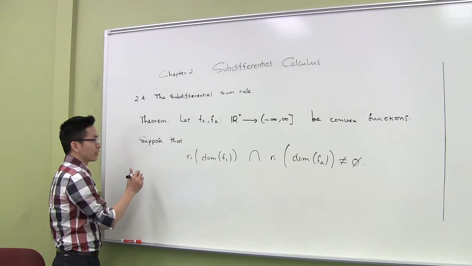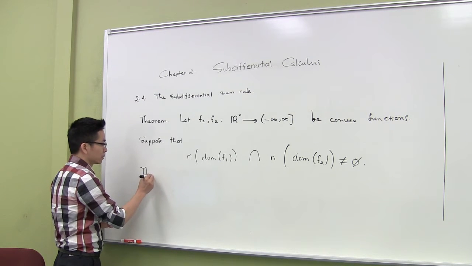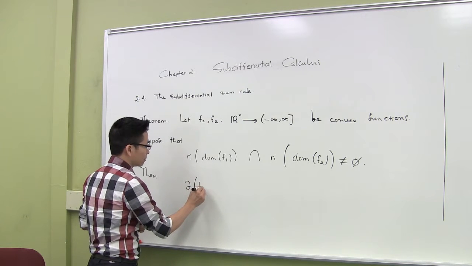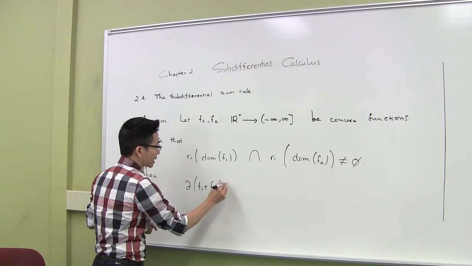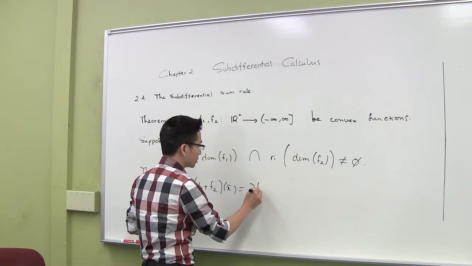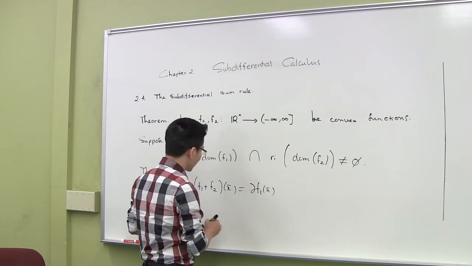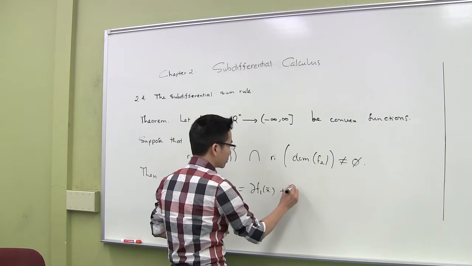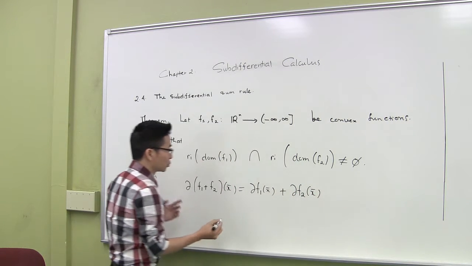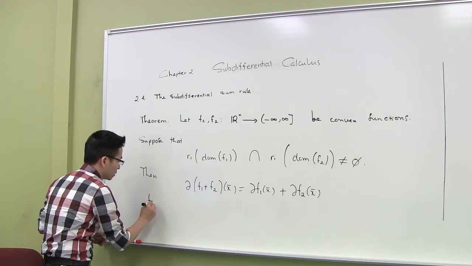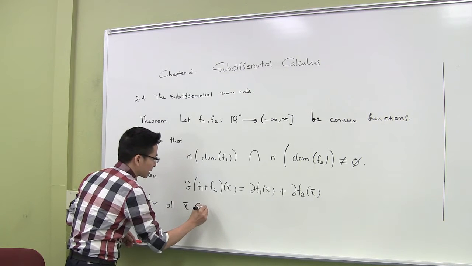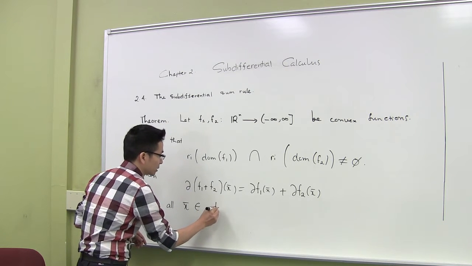That means we have the following. Then the subdifferential of f1 plus f2 at x bar is equal to the sum of the subdifferential of f1 at x bar and the subdifferential of the function f2 at x bar. This is true for all x bar in the intersection of the domain of the two functions.